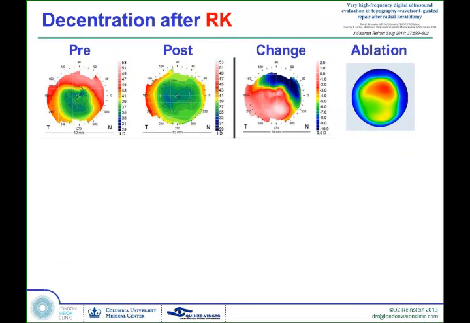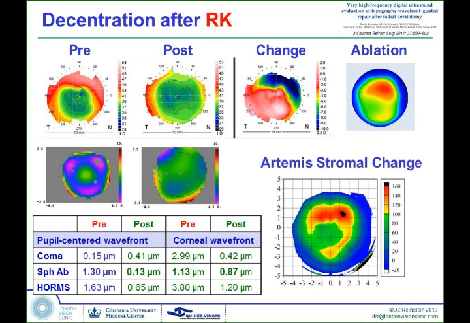And one last example, after RK, a patient presented with decentration inferiorly. Post-operatively, the topography was well-centered, and again, the change in topography matched the ablation profile. And in that case, we reduced the coma from 3 micron pre-op to 0.42 post-op, and we reduced the amount of total aberration and improved the quality of the vision in that eye.